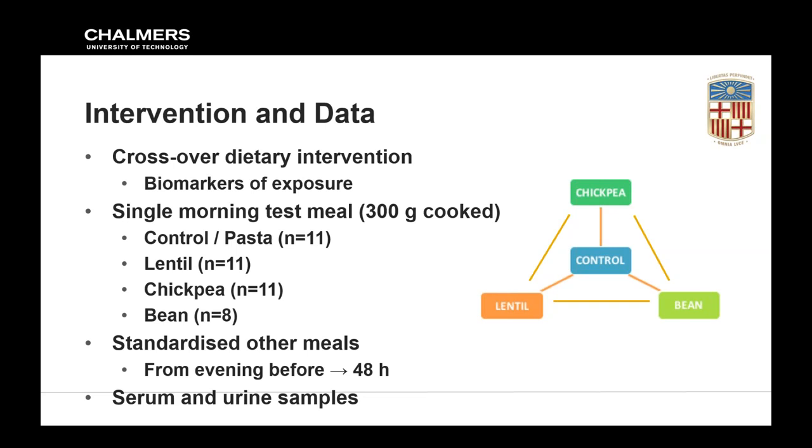And as you see from the numbers, it's only 11 individuals, so it's fairly low power, but it's a crossover design, so it's a really interesting situation. And just so you have the full story, the meals were standardized from the evening before up to 48 hours after the dietary intervention.